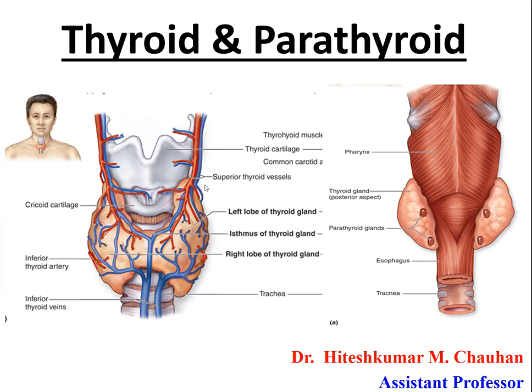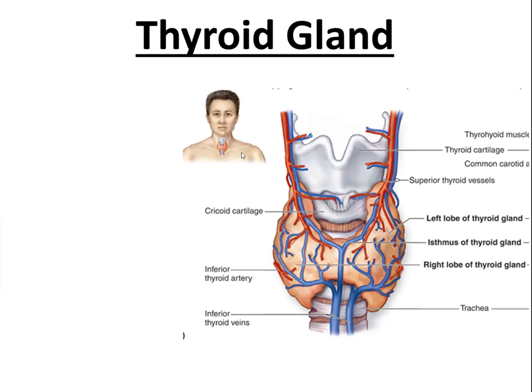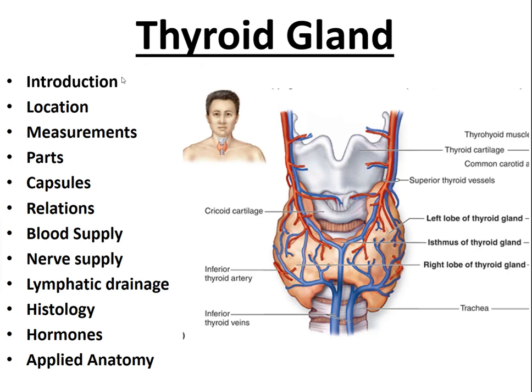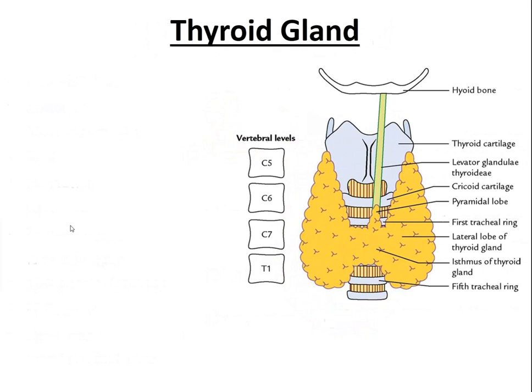Good morning, students. Today we are starting a new system, that is the endocrine system, and we are going to learn about the thyroid and parathyroid gland. So the thyroid gland, which we are going to learn under these headings: the introduction, location, measurements, various parts, and its relation with blood supply, nerve supply, lymphatic drainage, something about its hormones and the relevant clinical anatomy.